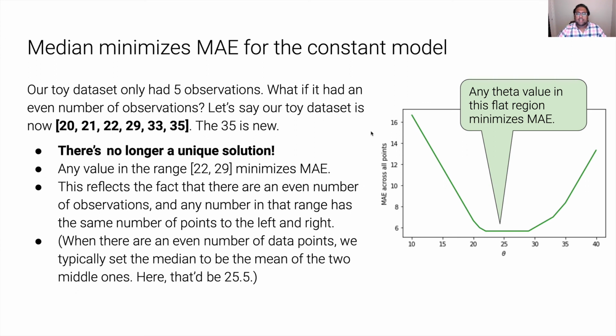But the point of me bringing this up is that when we use the constant model and mean absolute error, there isn't necessarily just one value of theta that minimizes average loss.